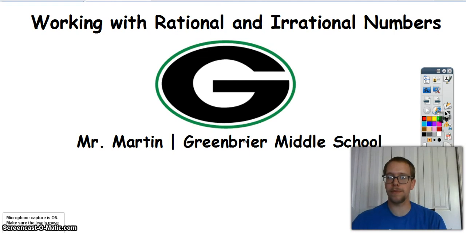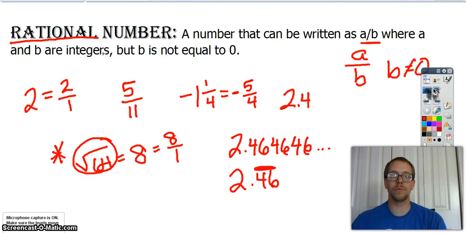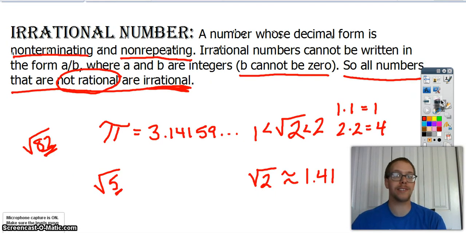If you remember from the previous screencast, we used a table from the Intermath Dictionary talking about rational and irrational numbers. Please go back and watch that if you have any questions regarding those two sets. We also explained the definition and gave some examples of rational numbers as well as irrational numbers. If you remember, a simple definition of irrational numbers is a number that is not rational.